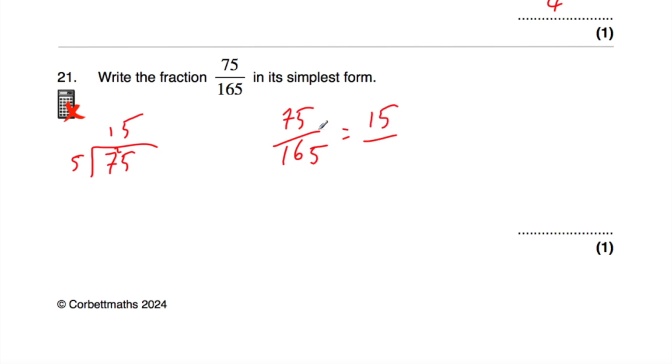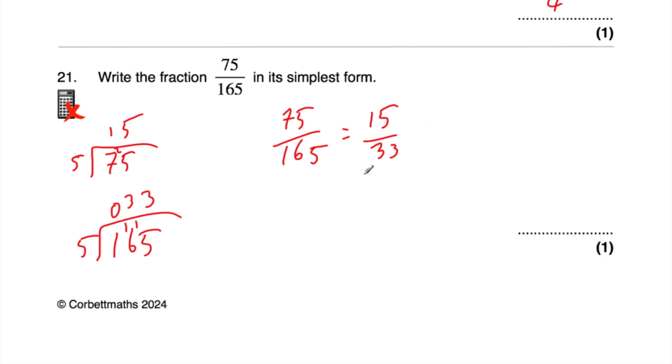And let's now divide the denominator by 5 as well. 165 divided by 5. How many 5s go into 1? 0 remainder 1. How many 5s go into 16? That'll be 3 remainder 1. And how many 5s go into 15? That would be 3. So that's 33. So we've got 15 33rds.